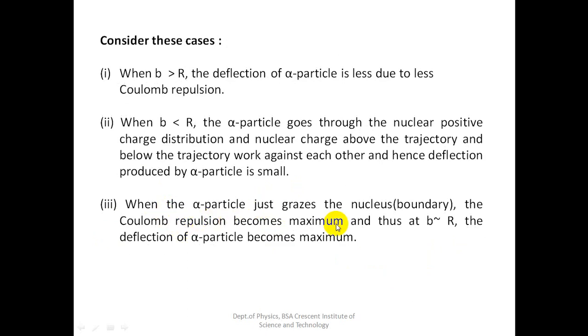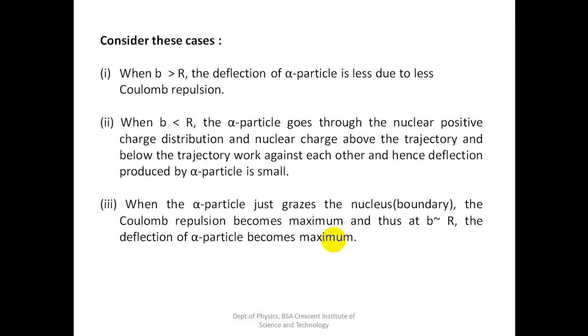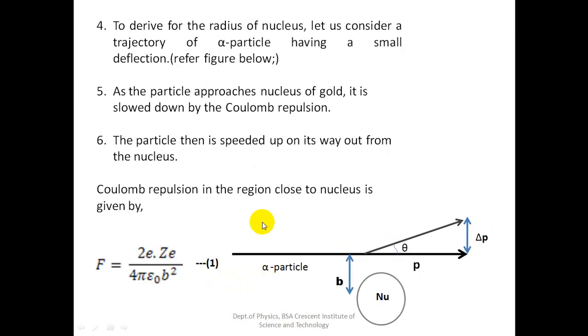When the alpha particle just grazes the nuclear boundary, where the impact parameter b almost equals the radius of the nucleus, then you'll find that the contribution of the Coulomb repulsion from the positive protonic charges is greater, and therefore the alpha particle is also deflected to the maximum level. So that is what is actually seen.